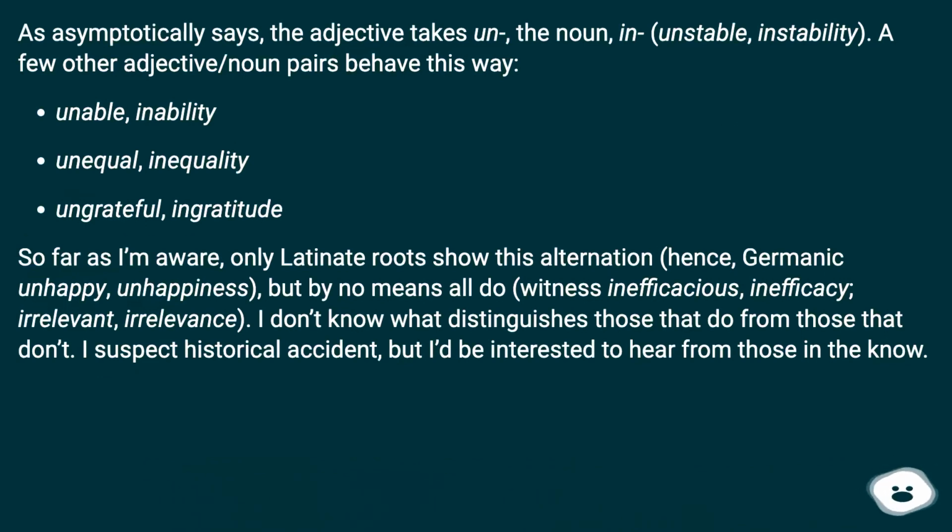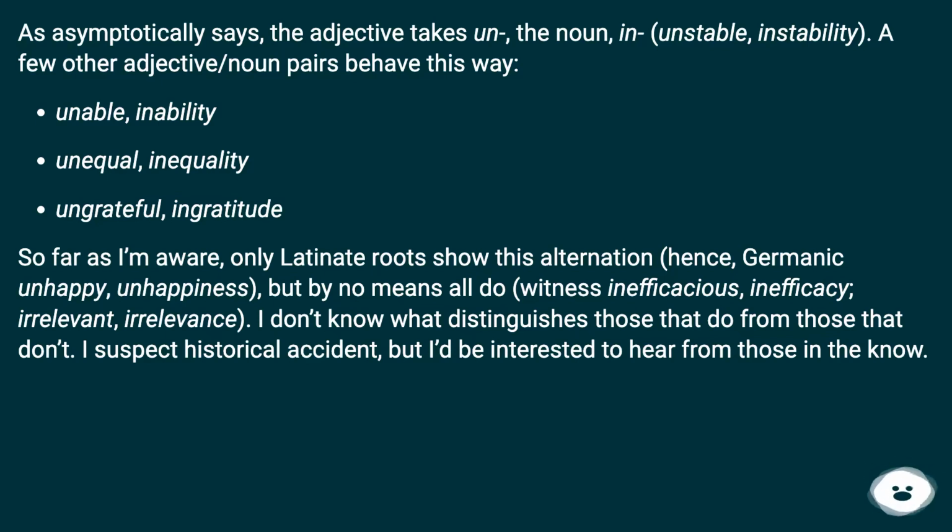As asymptotically says, the adjective takes on the noun in unstable, instability. A few other adjective/noun pairs behave this way: unable, inability; unequal, inequality; ungrateful, ingratitude. So far as I'm aware, only Latinate roots show this alternation, hence Germanic unhappy, unhappiness, but by no means all do, witness inefficacious, inefficacy, irrelevant, irrelevance.